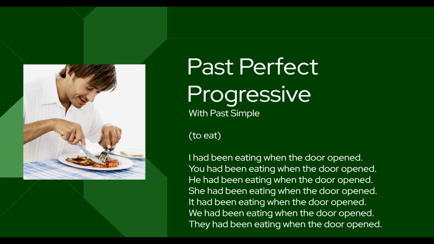Here's an example of past perfect progressive with the past simple. I had been eating when the door opened. You had been eating when the door opened. He, she, it, we, and they had been eating when the door opened.